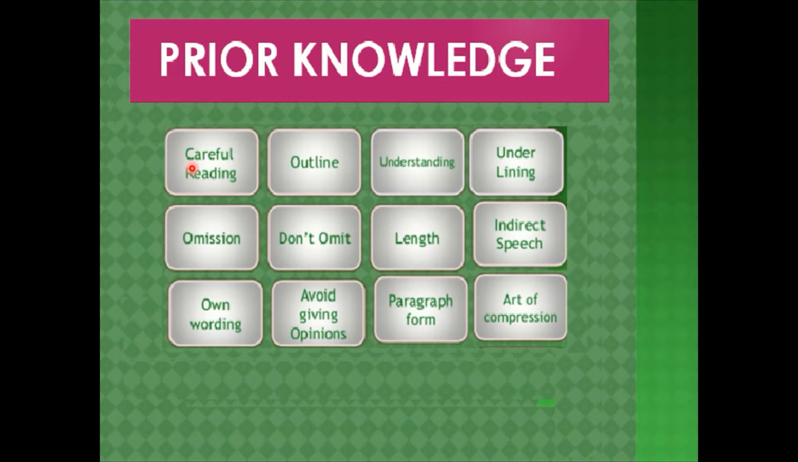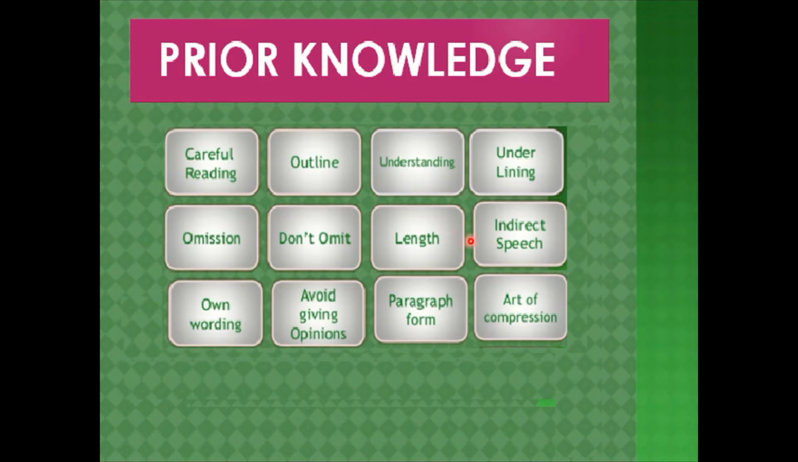That was that while summarizing a paragraph, we should do careful reading. We should make a thorough understanding of it by underlining some of the important keywords, and then we should know what to leave and what not to leave. Leave out all the unnecessary or needless information, and we should also underline what we do not want to omit or leave.